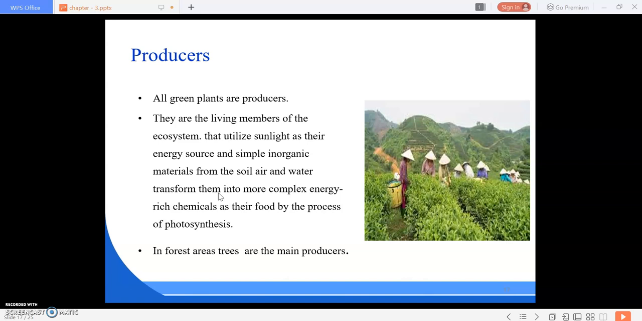Okay, in forest areas, trees are the main producers. Okay, in lakes and ponds, rooted or large floating or microscopic plants are the producers, also known as photoautotrophs. Okay, in the next slide, we are going to study about the photoautotrophs and chemotrophs. So green plants are the producers, and only they can utilize the sunlight as their energy source and synthesize the food in a process which is called photosynthesis.